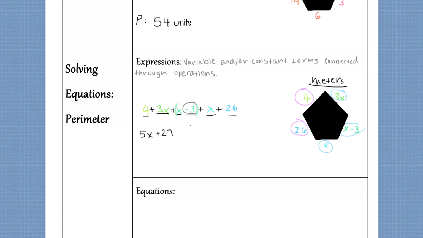And so this isn't complete just yet. Since our terms were in meters, we have to write this meter unit right here to indicate that this 5x plus 27 is not in inches or in feet. It is in meters. And so our final expression for the perimeter of this pentagon right here would be 5x plus 27 meters. Let's move on to the next one.